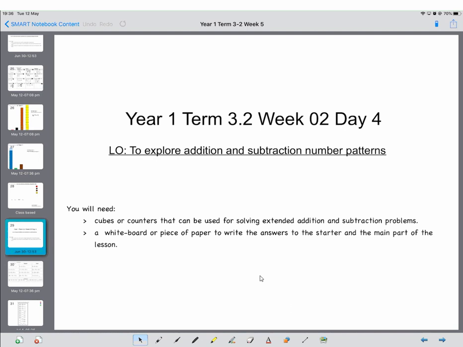Good morning, Year 1, and welcome to the fourth day of our daily maths lessons for week 2. So today you're going to need cubes and counters to help you solve some extended addition and subtraction problems, and then a whiteboard or a piece of paper to write the answers down to the starter and the main part of the lesson. So when you're ready, we'll get started.